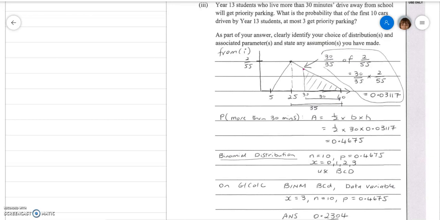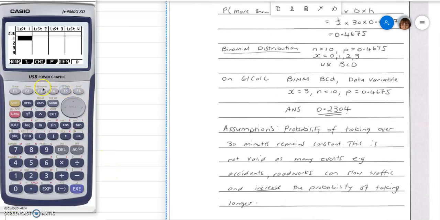Second part of the question. What is the probability that of the first 10 cars driven by Year 13 students, at most 3 get priority parking? Now this is a binomial situation because we have success or failure, we have a set number of trials, and we now have a probability. So we'll use our graphic calculator. We're going to choose binomial distribution, and we're looking for at most 3. So we're looking at the probability of 0, or 1, or 2, or 3.